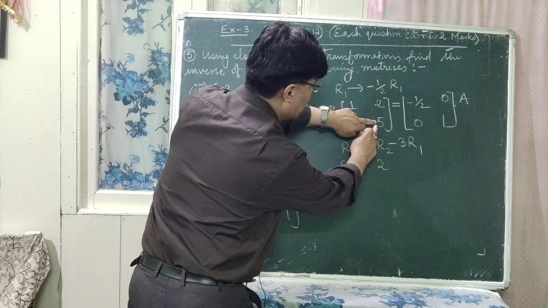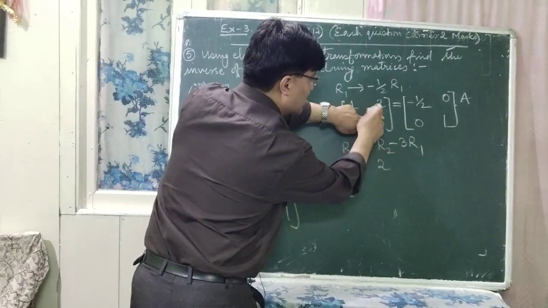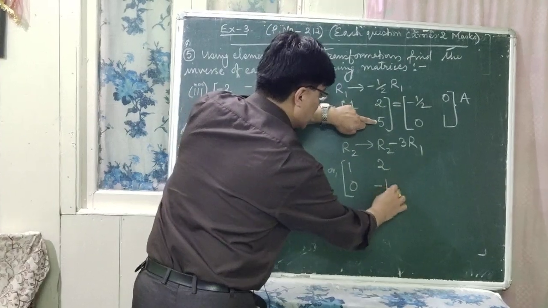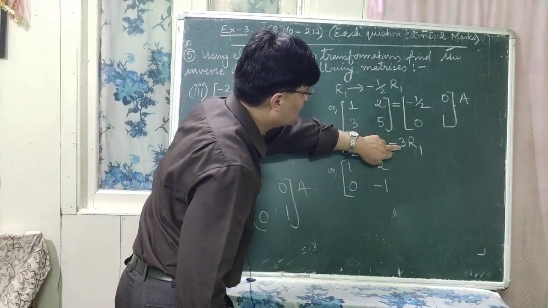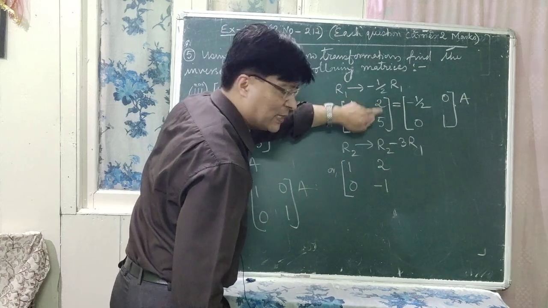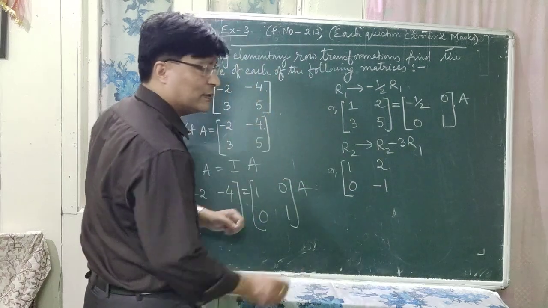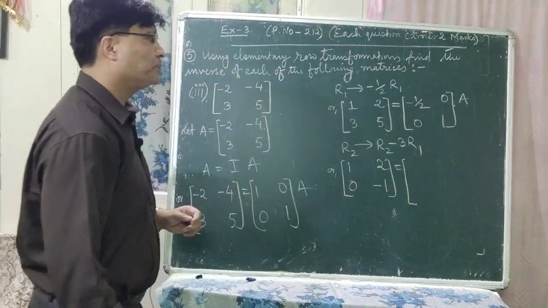Understood? Next, 5. 5 is here. Minus 3 into 2, 6. 5 minus 6 is minus 1. Is that clear? This is your 5 minus 3 into 2, that is 6. 5 minus 6 is minus 1. Right?